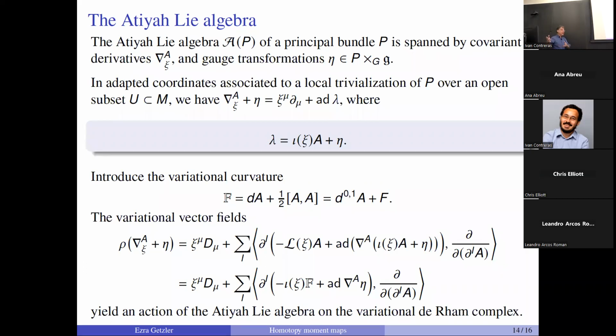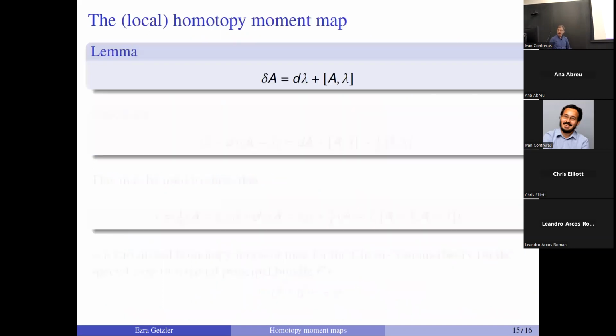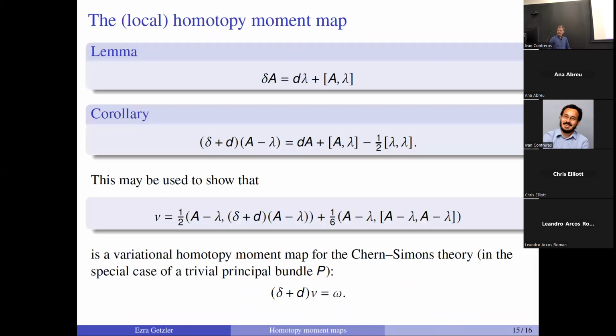I want to remark that this formula globalizes. If you look at the bottom line, you'll see it only mentions things which do not depend on the choice of a local trivialization. And that's the formula for the homotopy moment map for Chern-Simons.